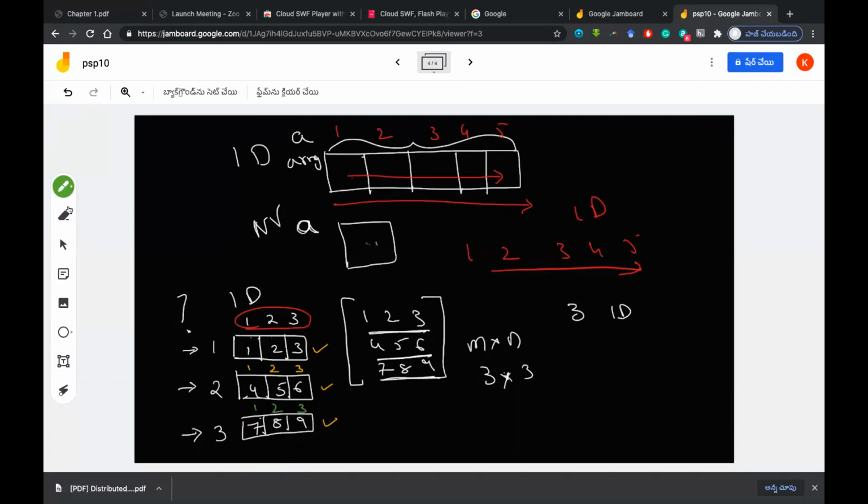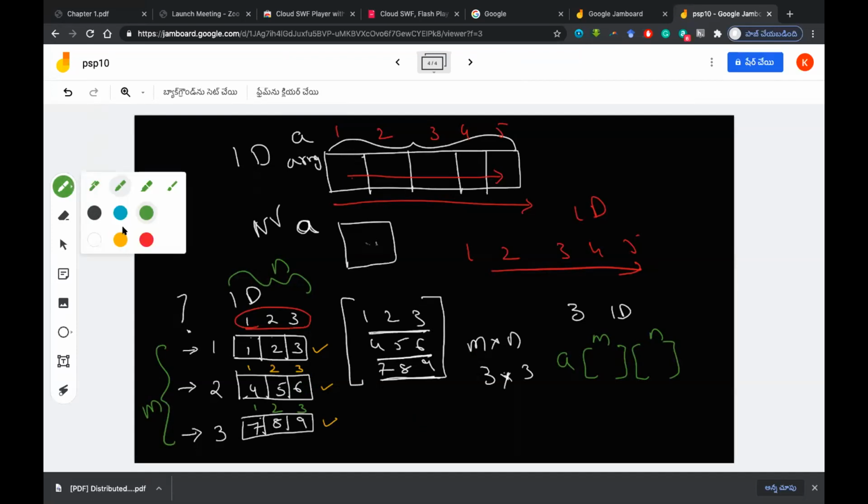Now, if I ask you to get a value 6, so I want to ask you what you want to fill in, such that I am writing like this. If this is indicated by m and this is indicated by n, okay? So m and n. Tell me, how do you get this value 6? Can anybody guess? M is 2 and n is 3. Yes, m will be 2 and n will be 3.